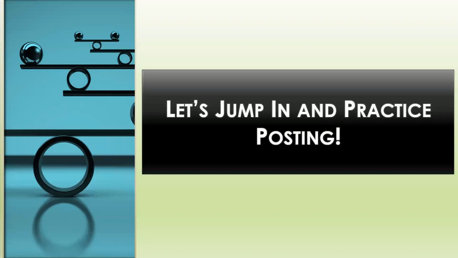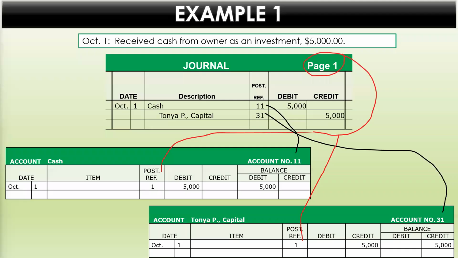Let's jump in and practice posting. Example 1. In this business transaction, we received cash from owner as an investment in the amount of $5,000. You can see there on your screen that our journal entry is posted. The first thing we need to post is the cash to the cash ledger. And then we'll post the capital from this journal entry to the capital ledger.